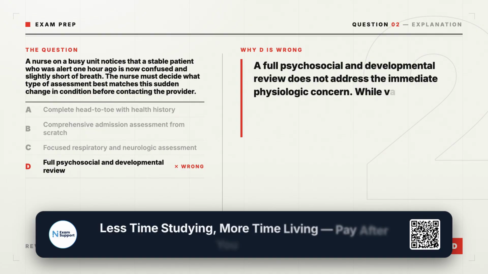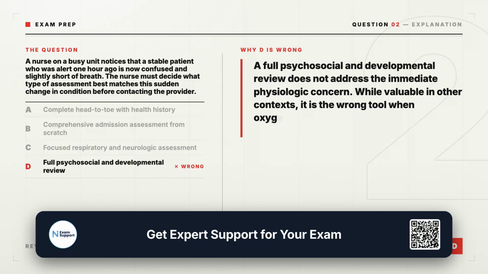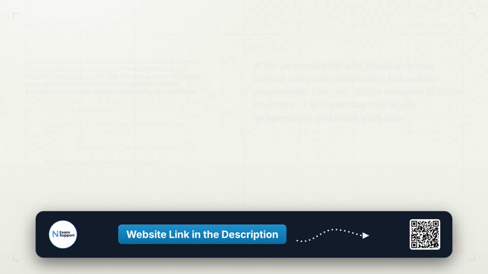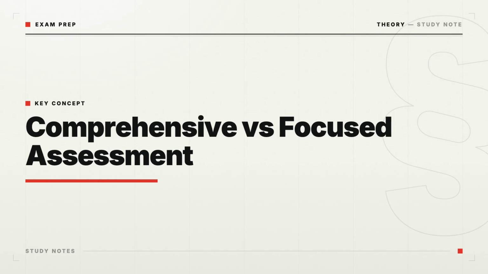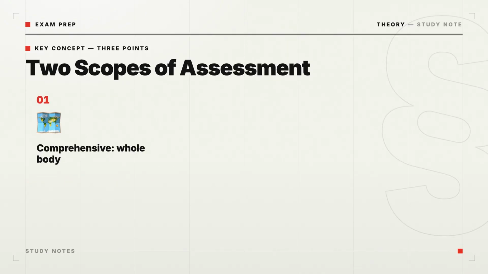While valuable in other contexts, it is the wrong tool when oxygenation and brain perfusion may be compromised. Assessment isn't one fixed routine. A nurse chooses between two main scopes depending on what the moment calls for. A comprehensive assessment is the wide-angle version, covering every body system plus a full health history, used on admission or for a wellness visit to build a baseline.